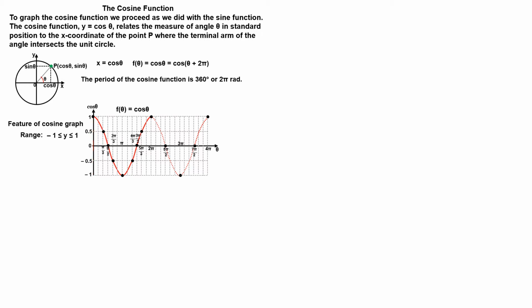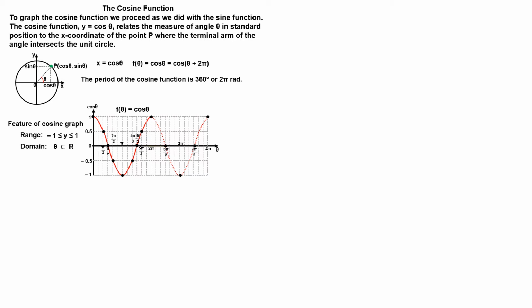Theta represents all the angles in the domain of the cosine function. We can rotate the point P as many times as we like. This means we can find the cosine of any angle in degrees or radians, no matter how large. In other words, theta can be any real number. Therefore, the domain is the set of all real numbers.